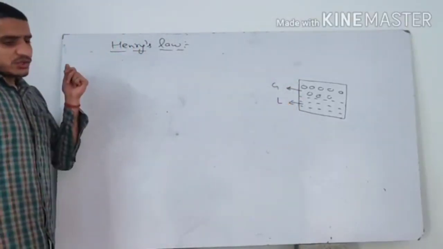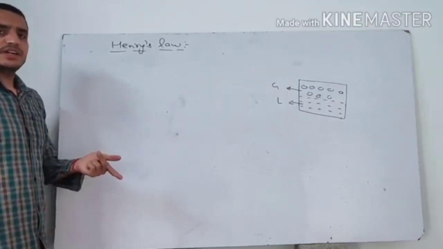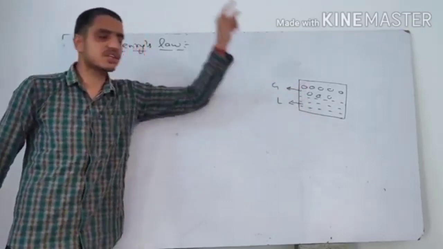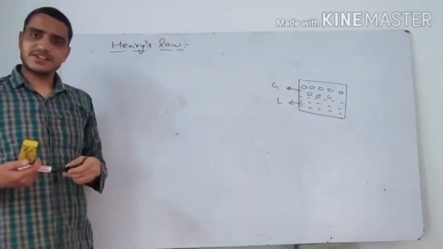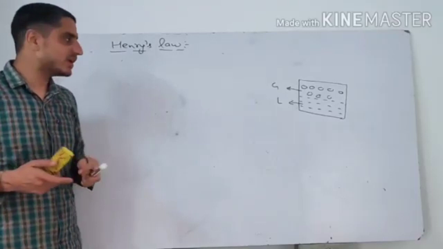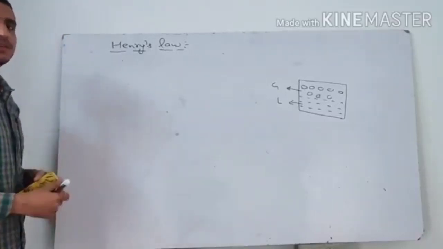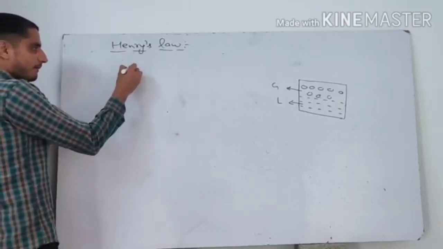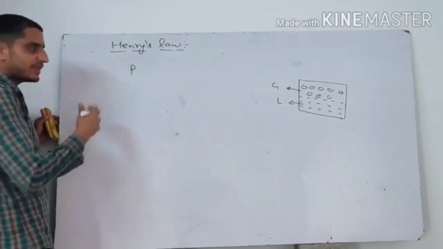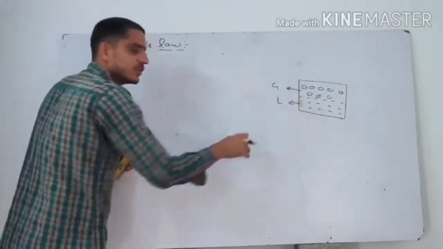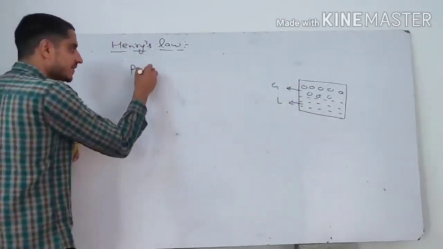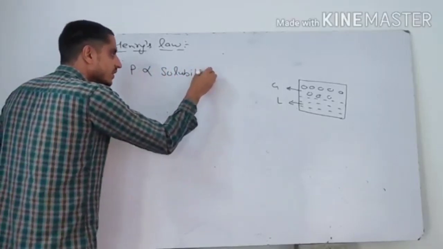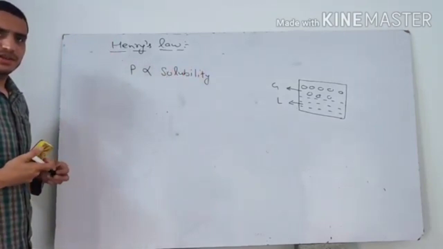Henry said that the solubility of a gas in liquid depends upon the pressure exerted by the gaseous molecules on the surface of the liquid. Write it down. I will explain to you. The basic statement of Henry's law is: pressure applied by the gaseous molecules on the surface of the liquid is directly proportional to the solubility of that gas.